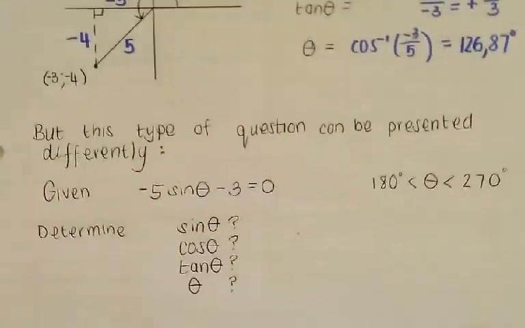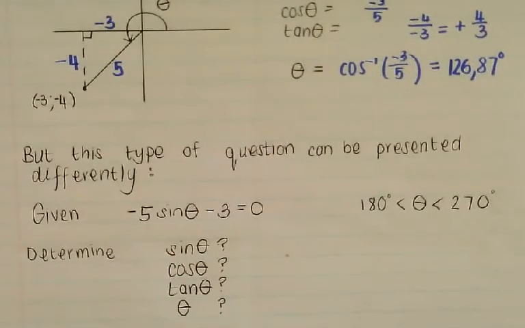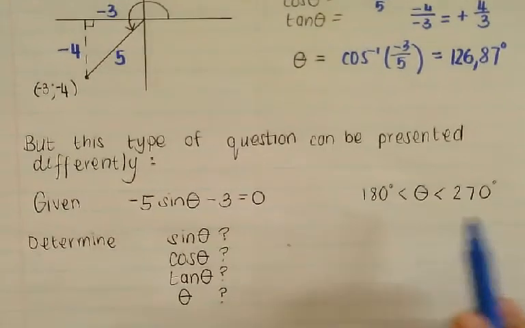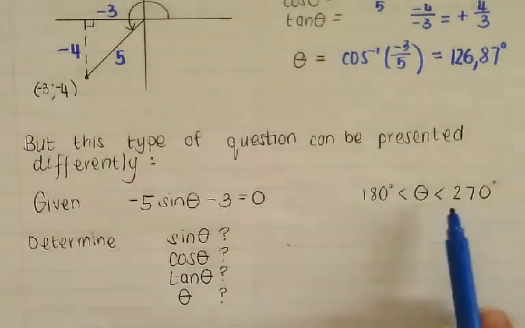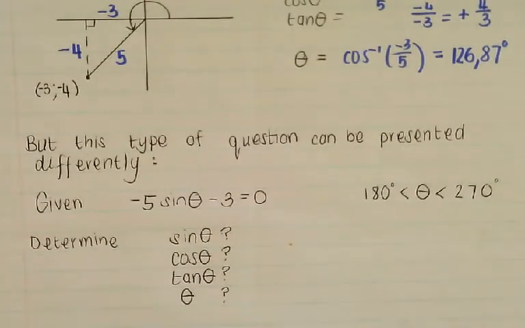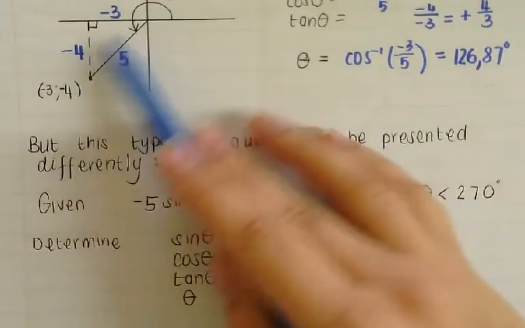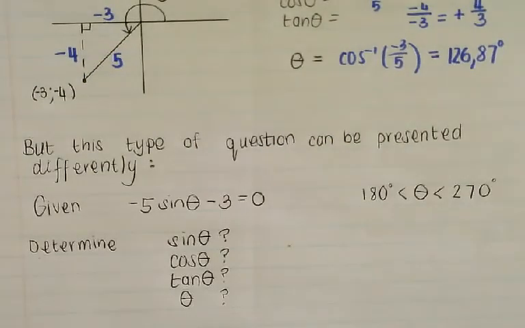So let's try and keep as much information in there as possible. I give you negative 5 sine theta minus 3 equals 0. I also tell you that theta must be between 180 degrees and 270 degrees. So that's telling me that that must be the third quadrant. Because that's the only way I'm going to find between 180 and 270. There's 180, there's 270, so it must be in between those two.